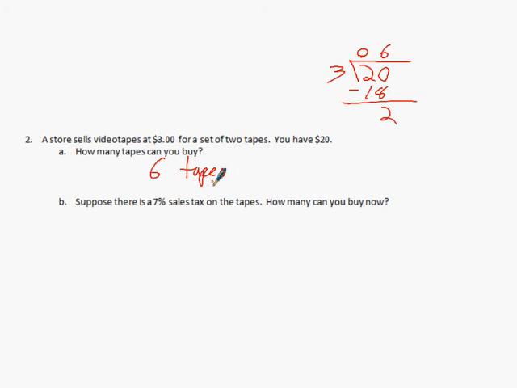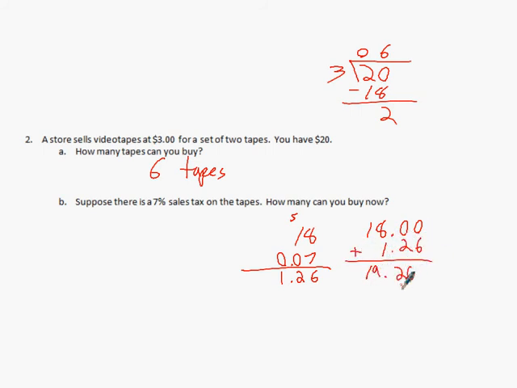Suppose there is a 7% sales tax on the tapes. How many can you buy now? Let's think about that. $18 times 0.07, that's a 7% sales tax. 7 times 8 is 56, carry the 5. 7 times 1 is 7, plus 5 is 12, $1.26. So can we afford that? $18 plus $1.26 is 19.26. So we can still buy 7 tapes, because now it still costs us under $20.